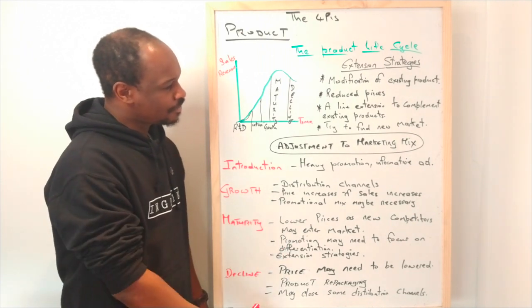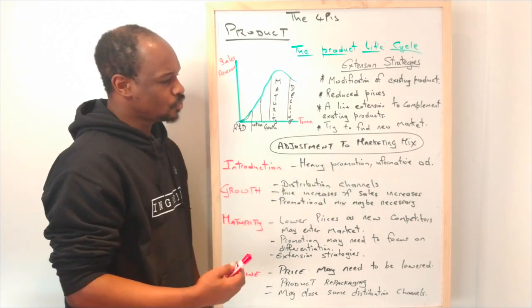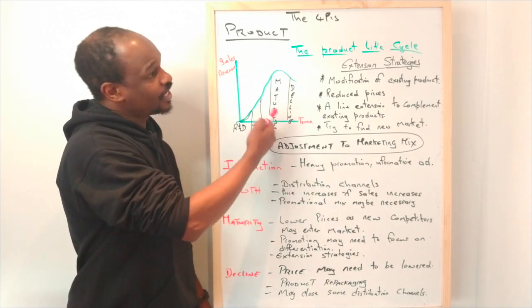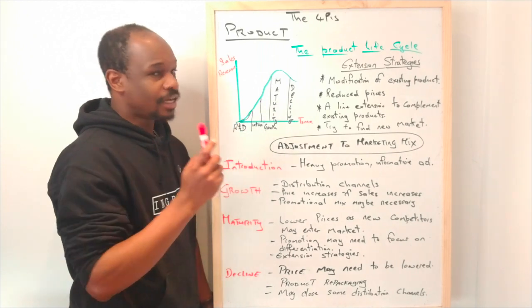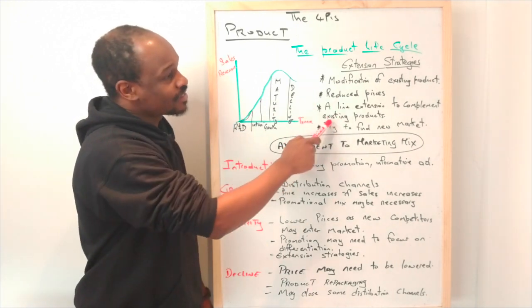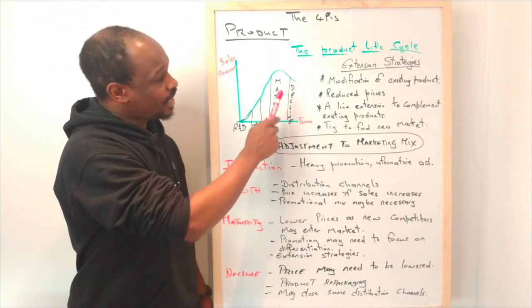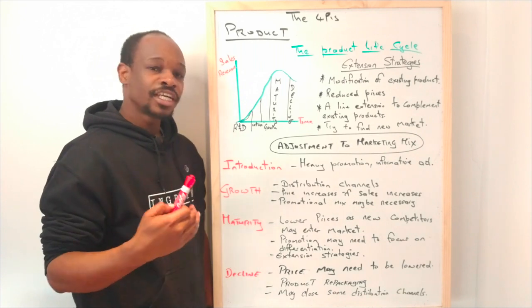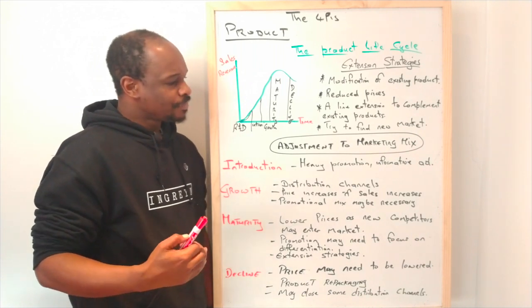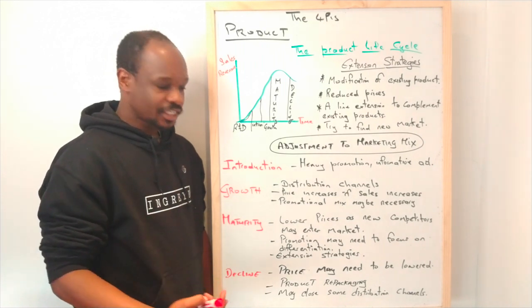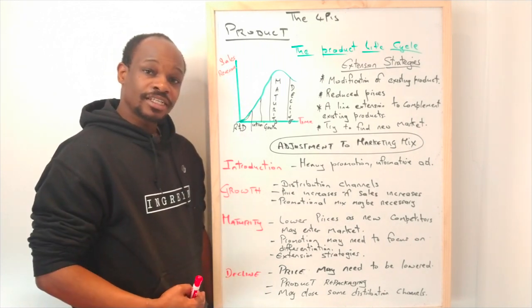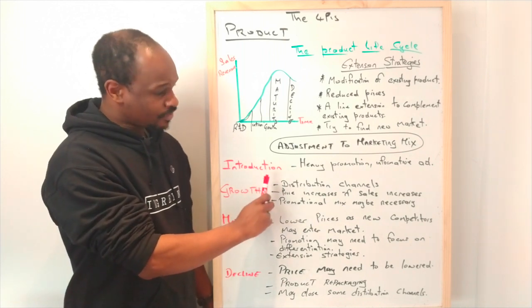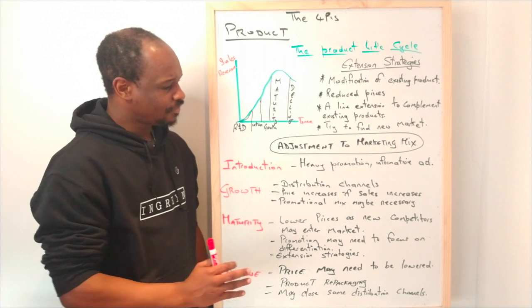So right here I have ways that we can use when adjusting the marketing mix to fit into this product life cycle. While we're going to look at the extension strategies when we're at the maturity and decline stages, let's look at the introduction, and what we can do in terms of adjustments to the marketing mix at the different levels.